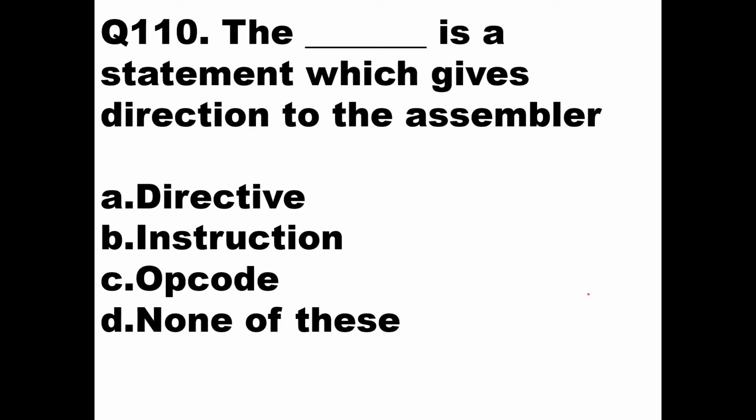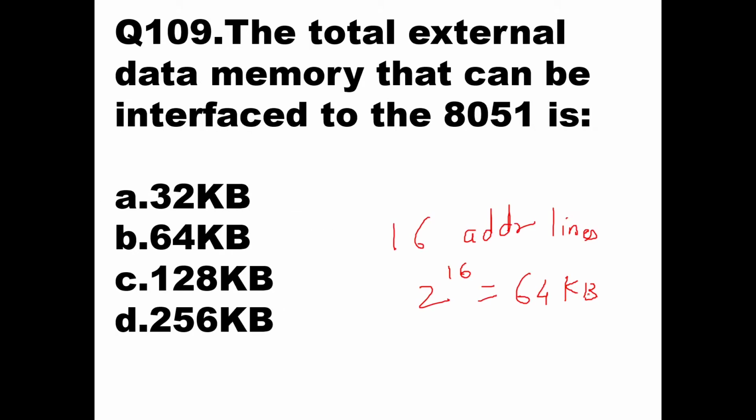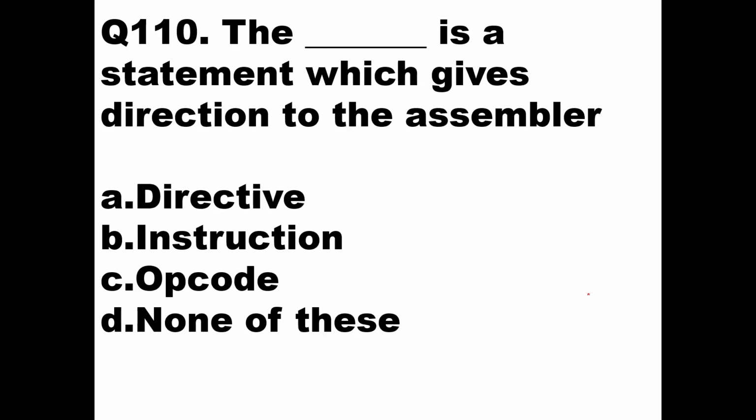Then we'll go to the next question, question number 110. The dash is a statement which gives the direction to the assembler. Now assembler directives are ones which are not instructions, but they give direction to the assembler. So here the option should be option A, directive. Option A is the right answer over here.